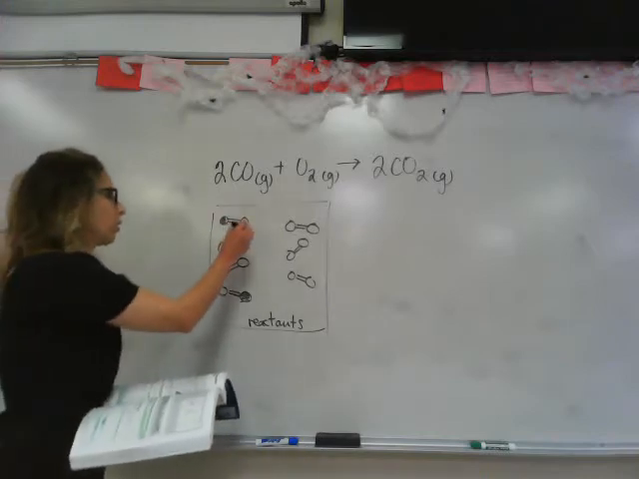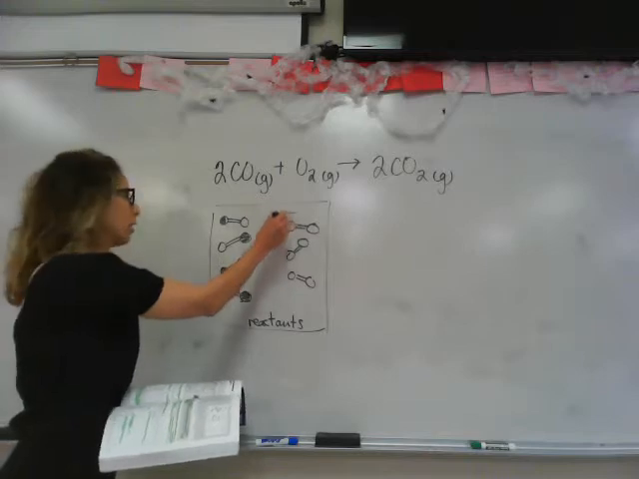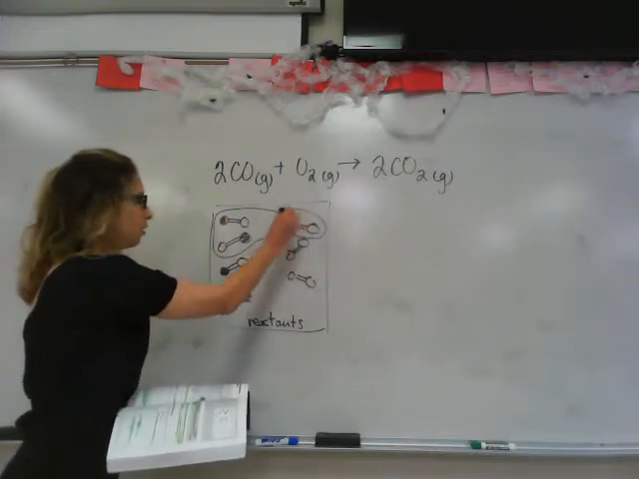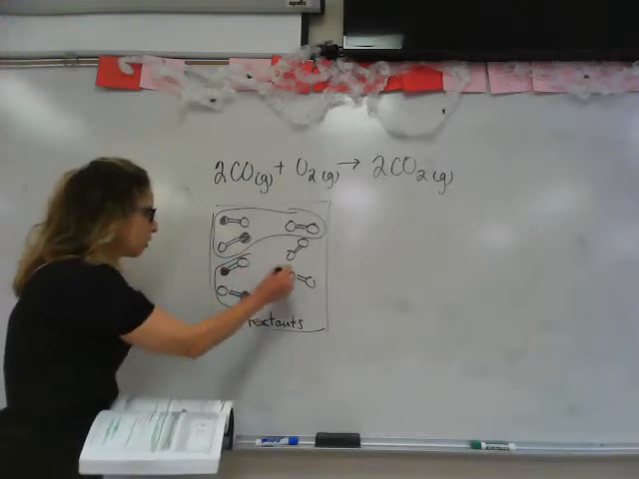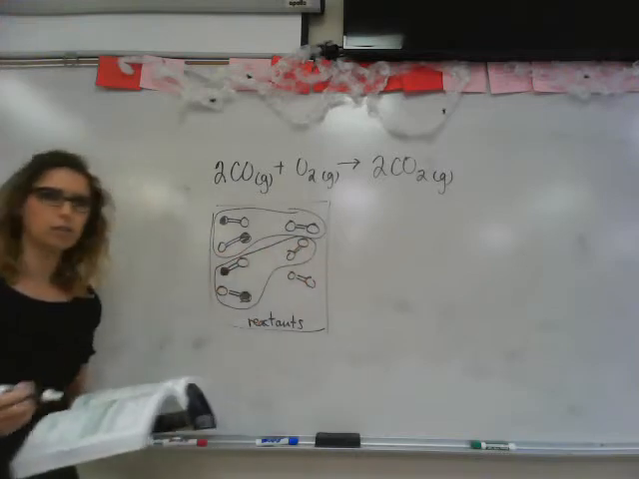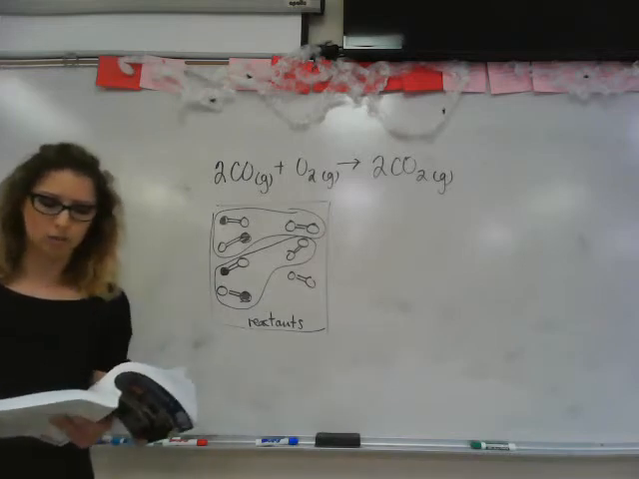Oxygen, because for every 2 carbon monoxide, it combines with 1 of these oxygen, right? So these would come together to make a carbon dioxide molecule. And then these would come together to form another. So I'm left over with 1 O2. Okay, so the reactant in excess is O2.